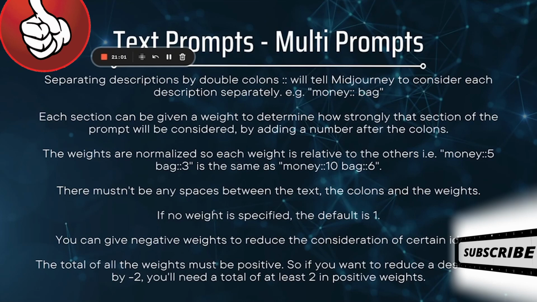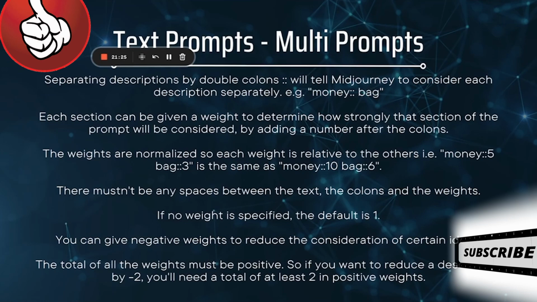The weights are normalized, so each weight is relative to the others. So just see how I put it there. There mustn't be any spaces between the text, the colons, and the weights. If no weight is specified, the default is 1. You can give negative weights to reduce the consideration of certain ideas. The total of all the weights must be positive.